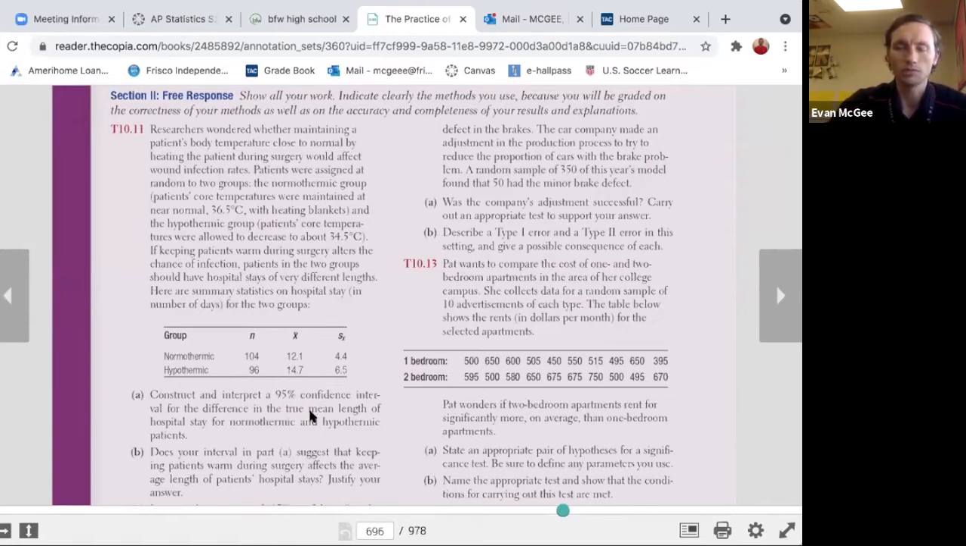So the type of inference we're going to use here obviously is an interval because they asked us to do an interval. And since we're comparing two groups that are means, the mean tells us that it's a t. So this is going to be a 2-sample t interval. So I'll open up the calculator and show you the steps for that.